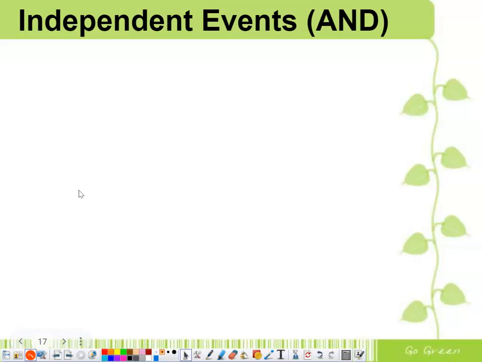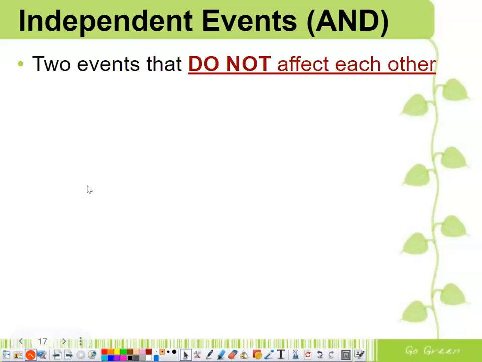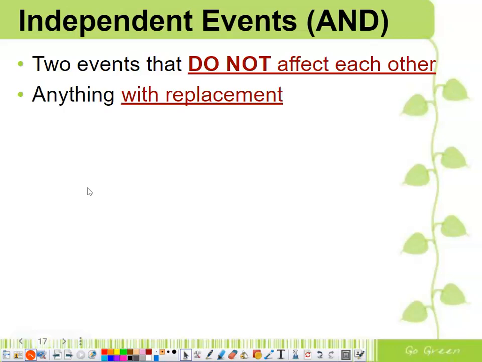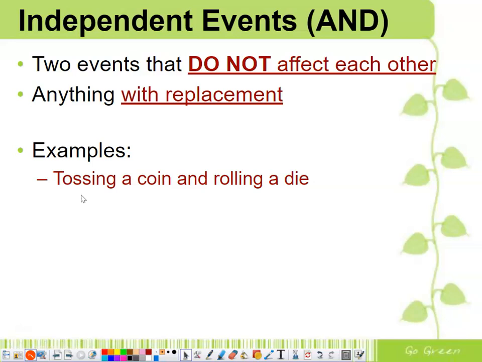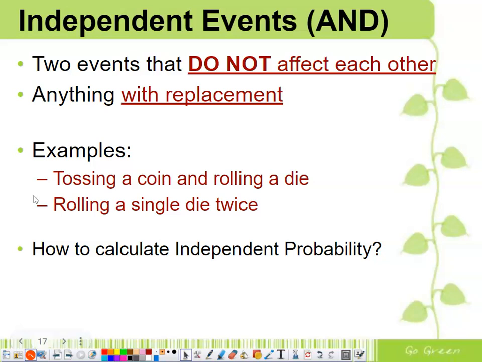So independent events, this is "and". So we have 2 events that do not affect each other. This is anything with replacement. So an example, if I toss a coin and I roll a die, those events do not affect each other, because it doesn't matter what I toss the coin, that's not going to affect the die roll. So if I roll a single die twice, again, the first roll does not affect the second roll. And how do we calculate that? So it's just the probability of the first event times the probability of the second event.